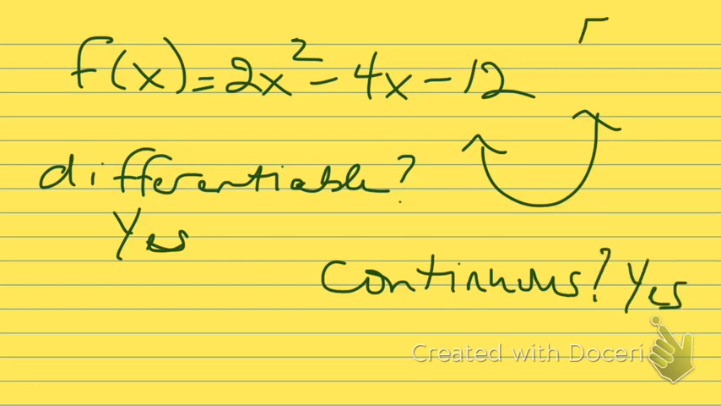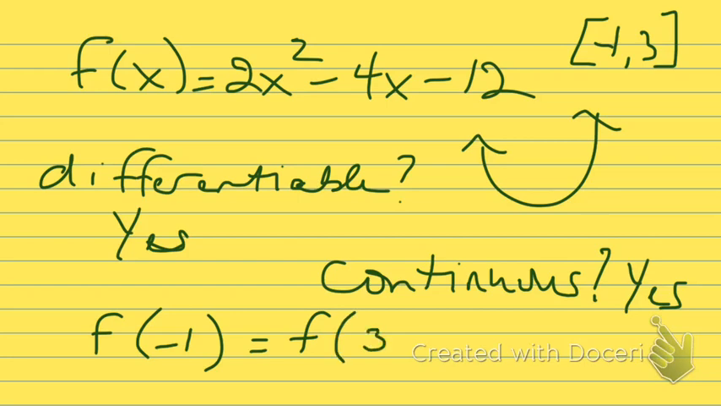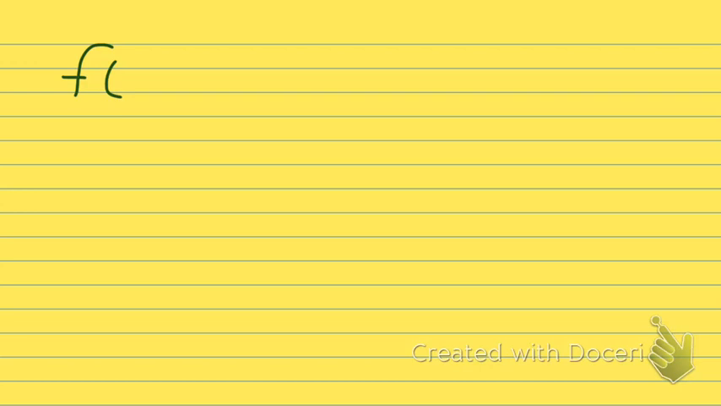Now we're on to our third condition. And our third condition is that f of negative 1 must be the same as f of 3. To find out, let's investigate. So our function is this. We will plug in those function values.